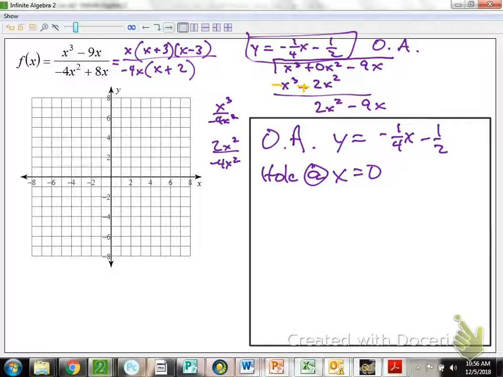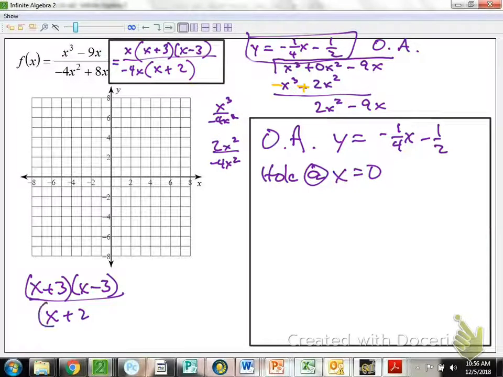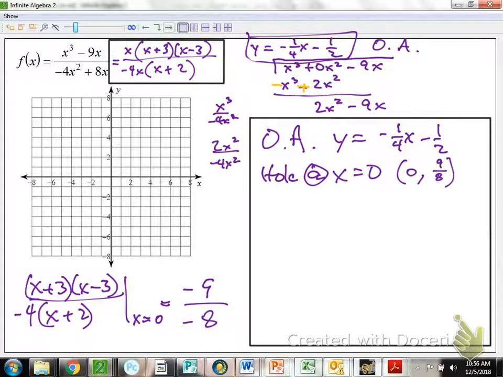How did we find the location of the hole? Take that function and remove the discontinuity. We can cancel out the x's, remove that discontinuity point, and that leaves us with x plus 3 times x minus 3 over x plus 2 and a negative 4 hanging out there. Don't forget that. We need to evaluate that at x equals 0, and we will get negative 9 over negative 8, 9/8, right? So the hole is at 0 and 9 over 8, 1.125. All right? Do we have a vertical asymptote?